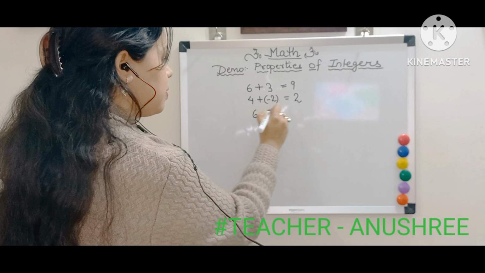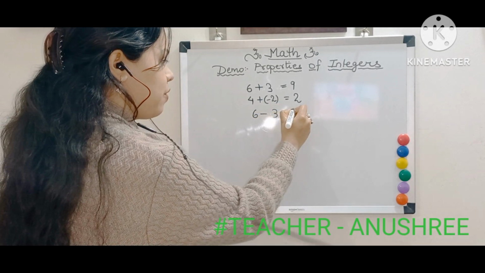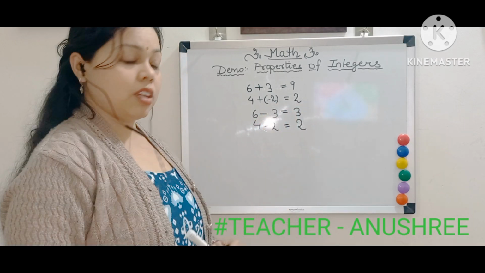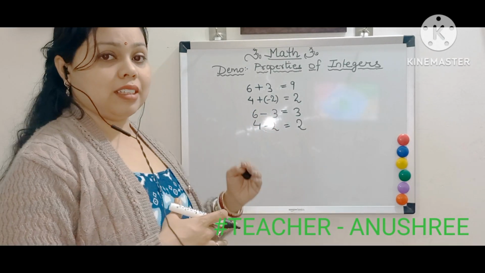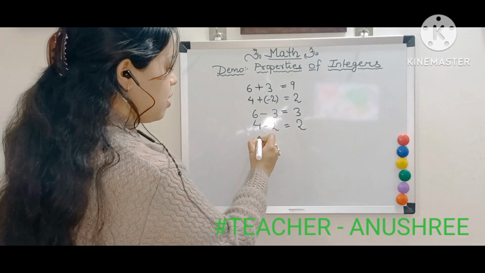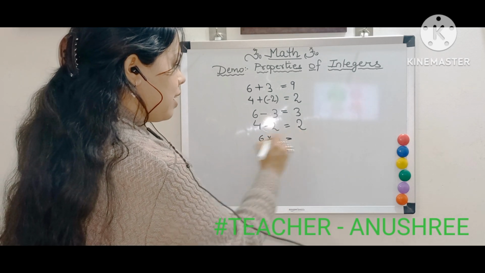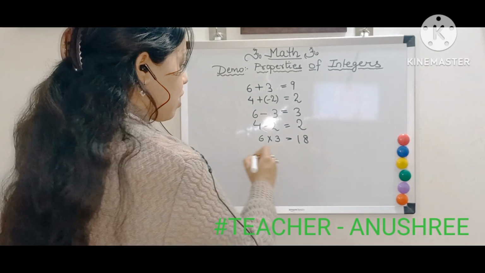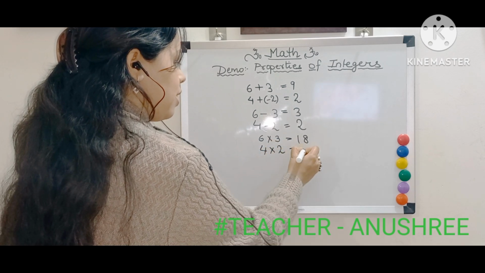If I do 6 minus 3, I will get 3. 4 minus 2, I will get 2. So in each case I will get integers only. Let's see this property in multiplication. If I multiply 6 and 3, I will get 18. This is also an integer. Or if I multiply 4 and 2, I will get 8.